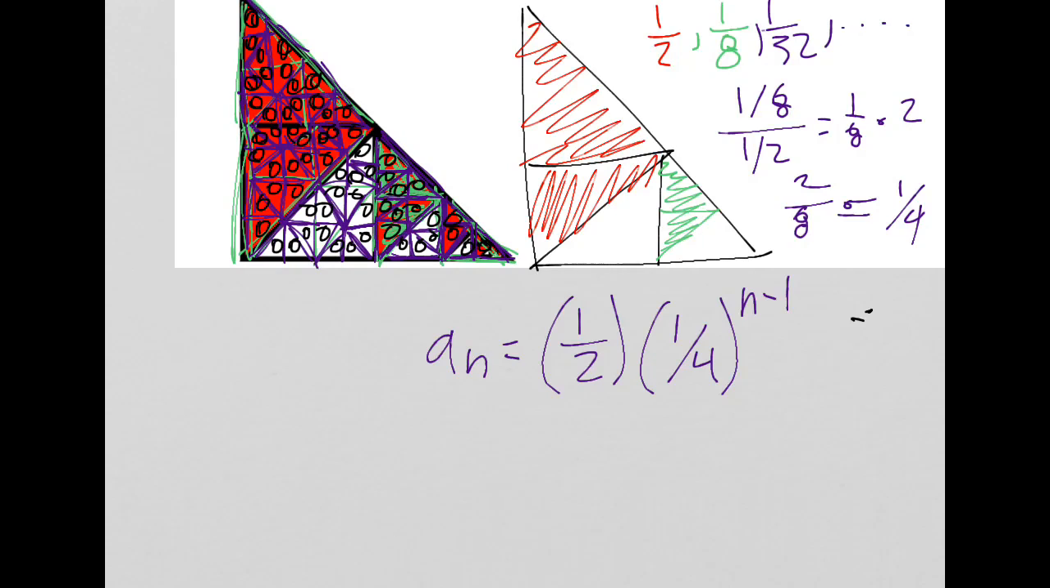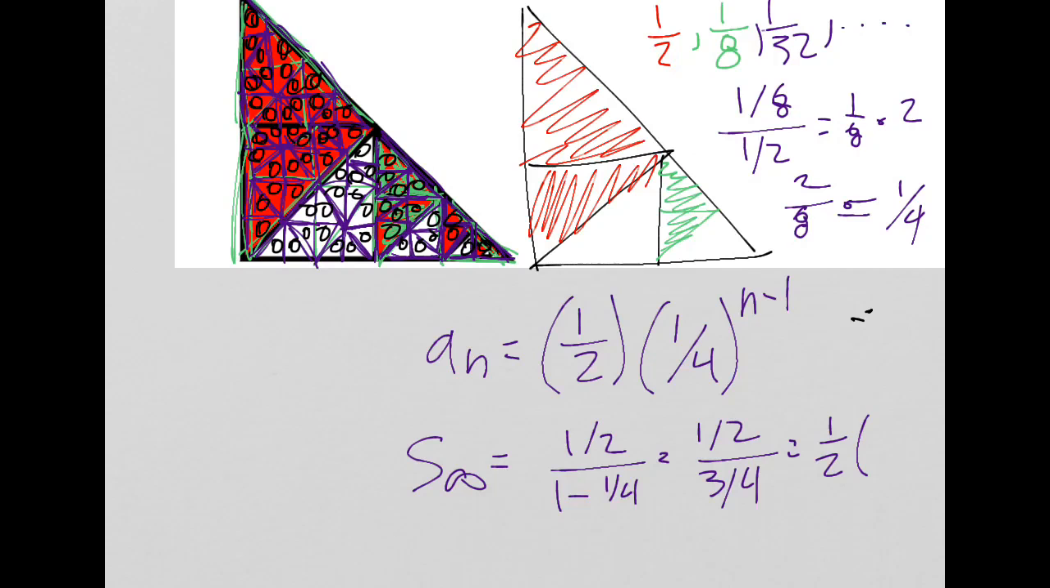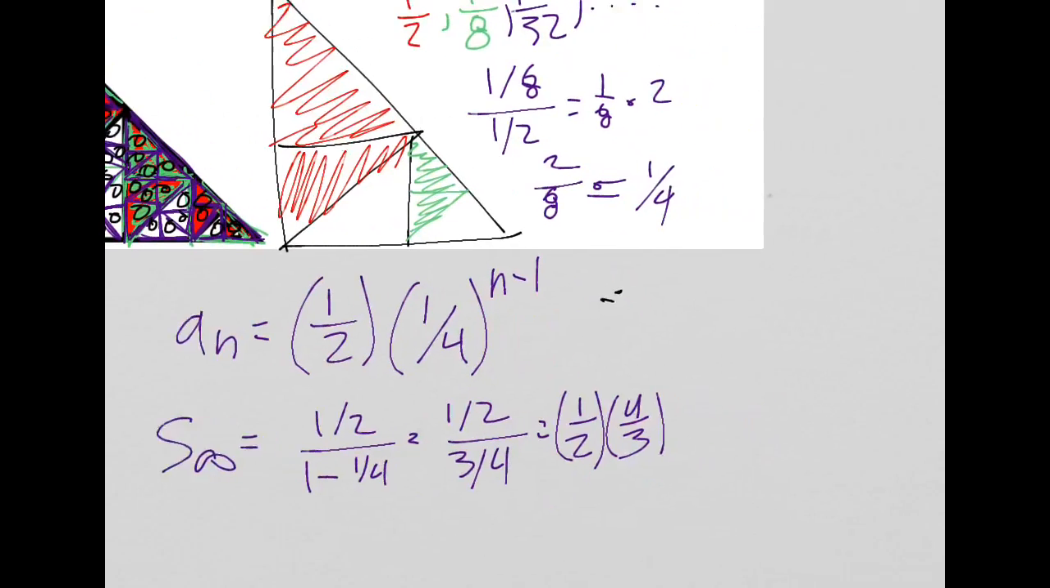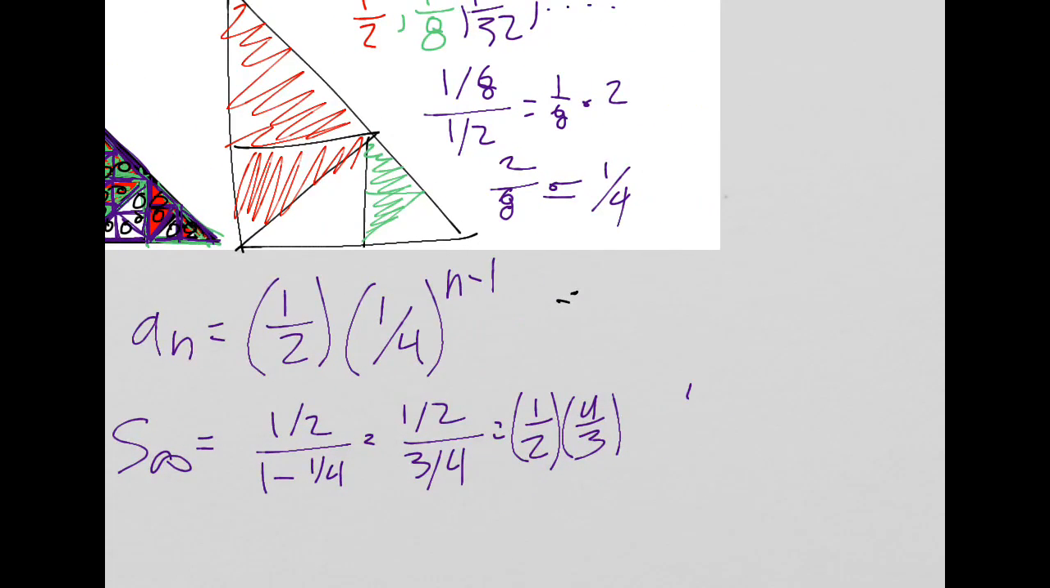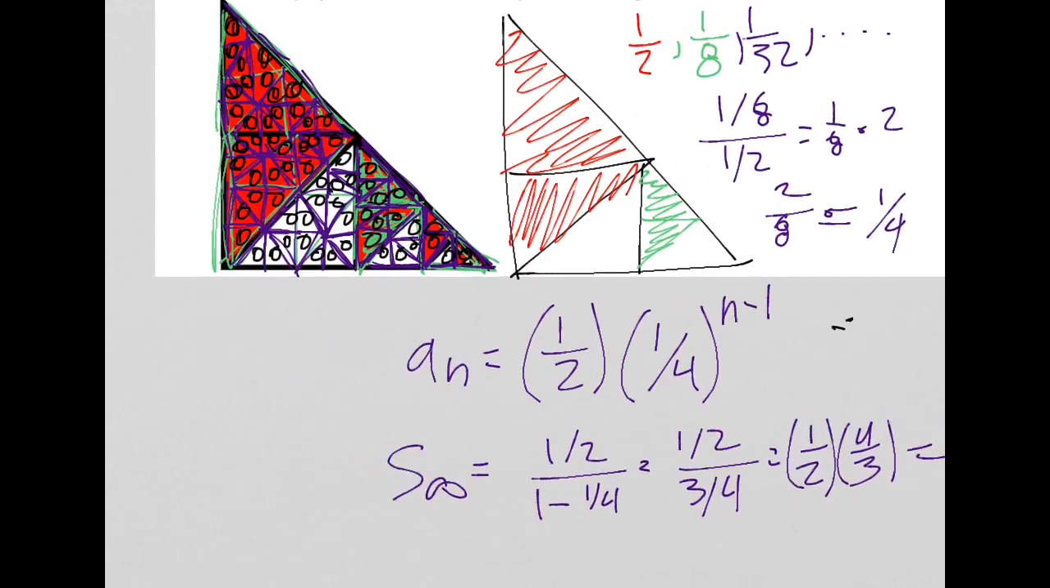And we want to find the infinite series of that sequence, which means we take the first term, 1/2, divided by 1 minus the common ratio, which is 1/4. And now let's simplify. So we have 1/2 over 1 minus 1/4, which is 3/4 right there. And we're going to simplify this further. 1/2 times 4/3 is the same if we turn it into a multiplication problem. And then what do we have? Well, we have 4/6, which is the same as 2/3. And 2/3 is the fraction that is shaded.